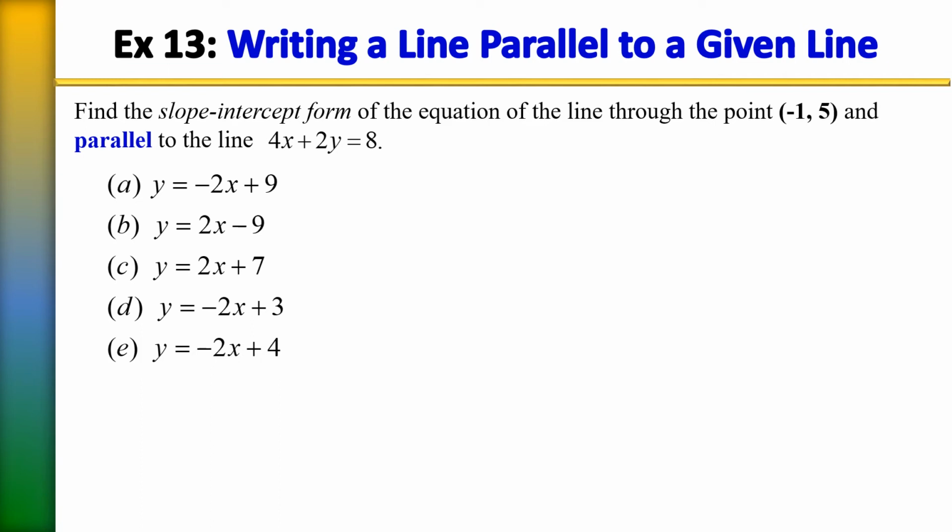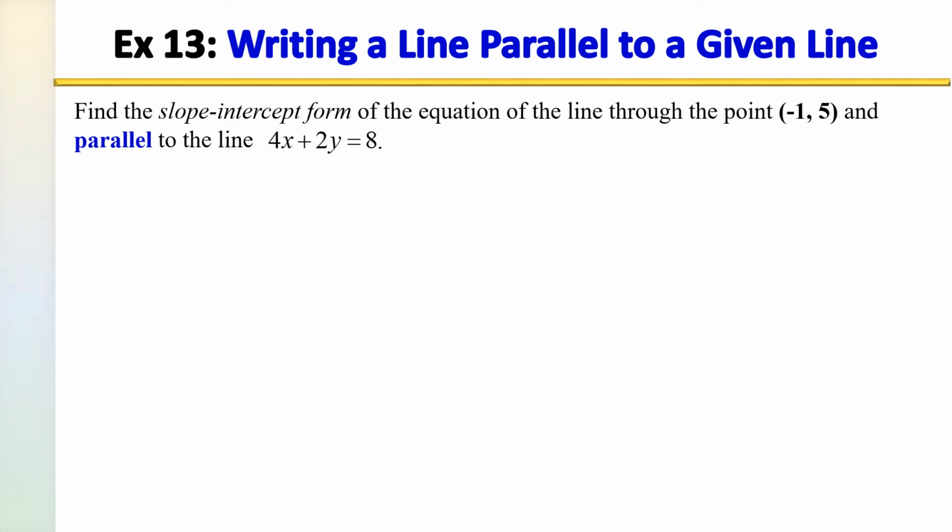Now we're asked to write a line that's parallel to the line that we're given. What do we know about parallel lines? Well, parallel lines, recall, have the same slope. So whatever the slope is of this line that we were given, the slope of the line that we're going to create is going to be the very same slope. Right now we don't know what the slope is of our given line because we have it in standard form. So our first step is to rewrite that in slope-intercept form so that we can find out what our slope is.